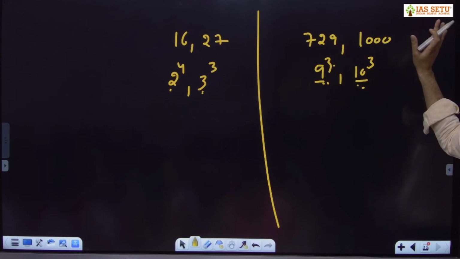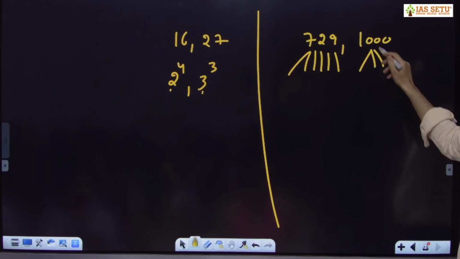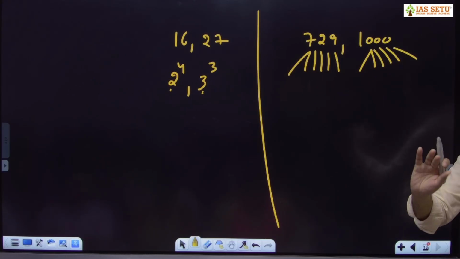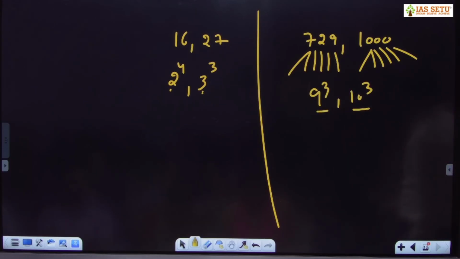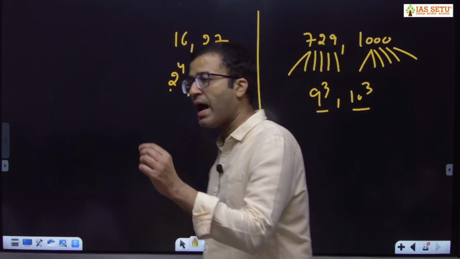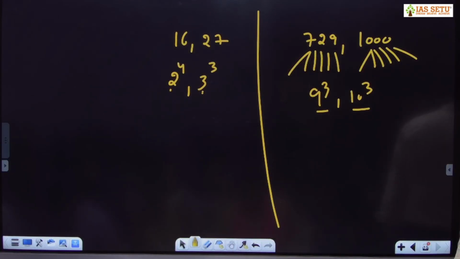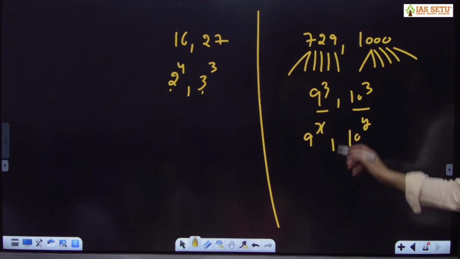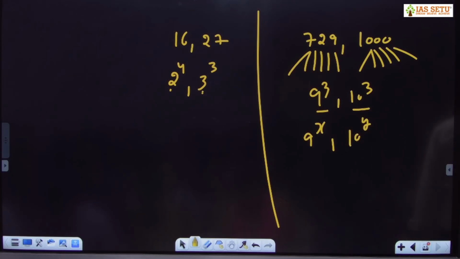No need to waste your energy checking all the factors of 729, which is time consuming, and taking all the factors of 1000 and then checking common factors. There is a concept, because it is 9 cube and 10 cube. If 9 and 10 are co-prime, then 9 cube and 10 cube have to be co-prime. If 9 and 10 are co-prime, then any power of 9 will be co-prime to any power of 10. 9 to the power x is co-prime to 10 to the power y, where x and y can be same or different. They can be different; they need not both be cube.